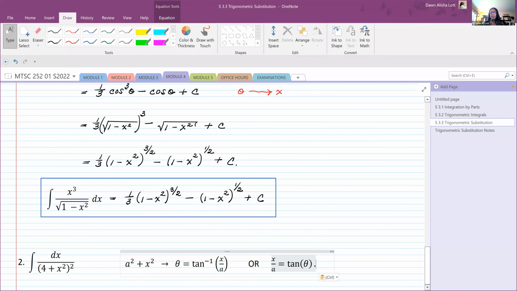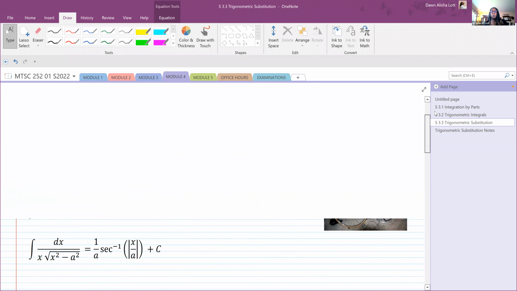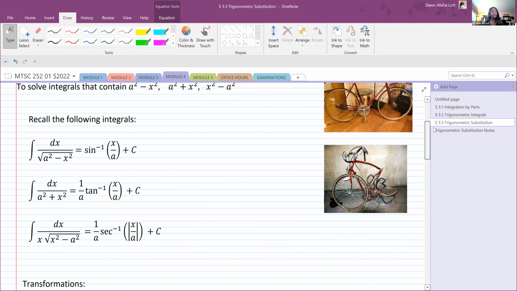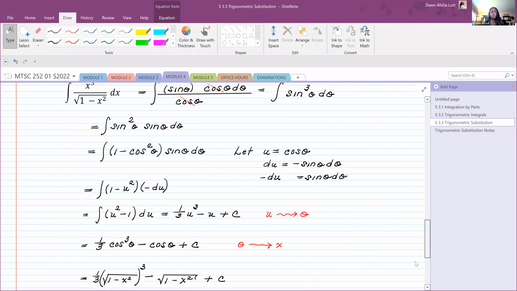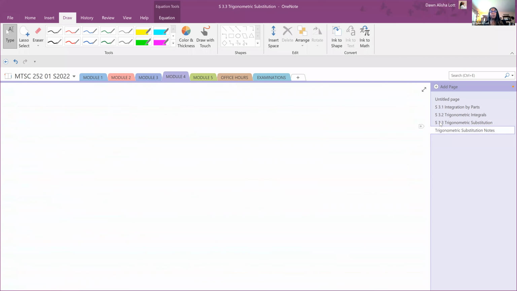So whenever you have a squared plus x squared, you use theta is the tan inverse of x over a, or x over a is the tangent of theta. Okay, any questions about that? This reminds us of the tan inverse integral here. So the tan inverse integral had a squared plus x squared. So we're going to associate that with the tan inverse. Okay, I'm going to get my little triangle.